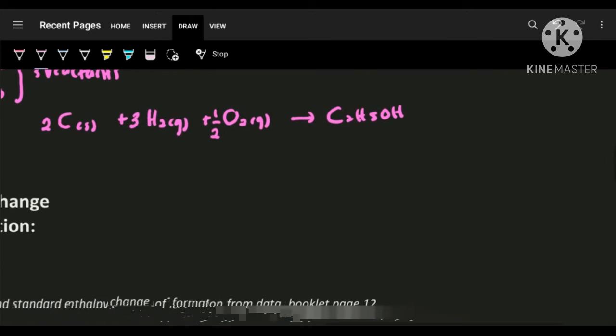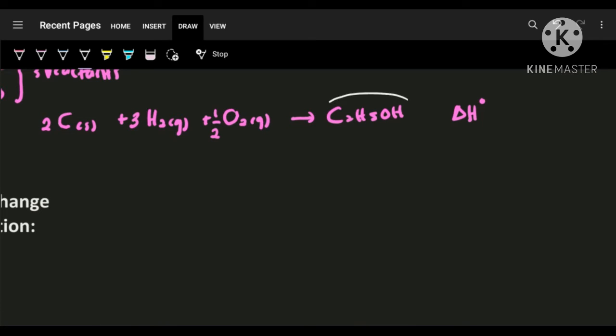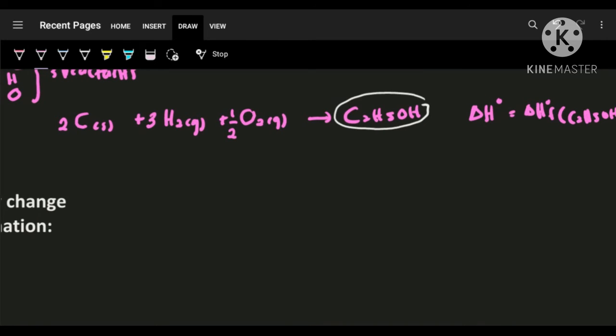From this chemical reaction, of course, there is a standard enthalpy change. If the equation is about the formation of ethanol, it is called the standard enthalpy change of formation for ethanol, C2H5OH. But please take note, it must form only 1 mole of compound.